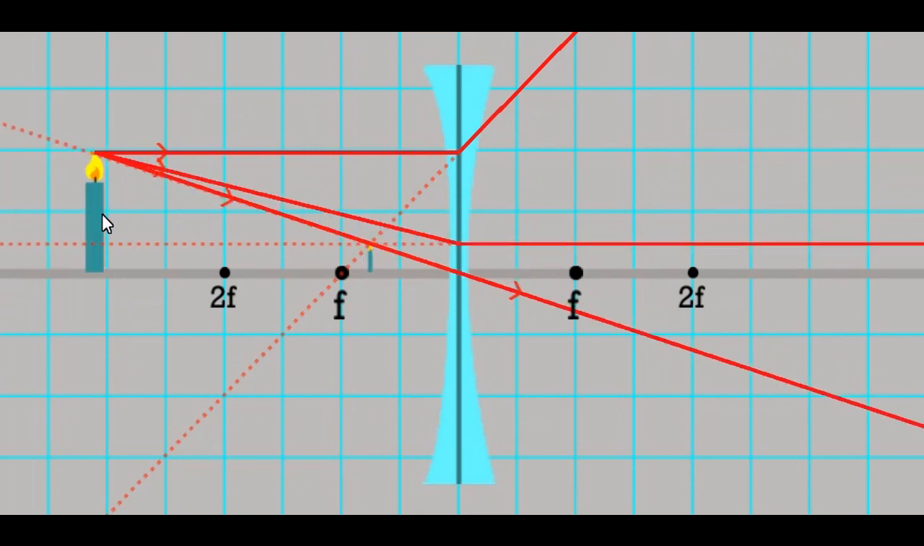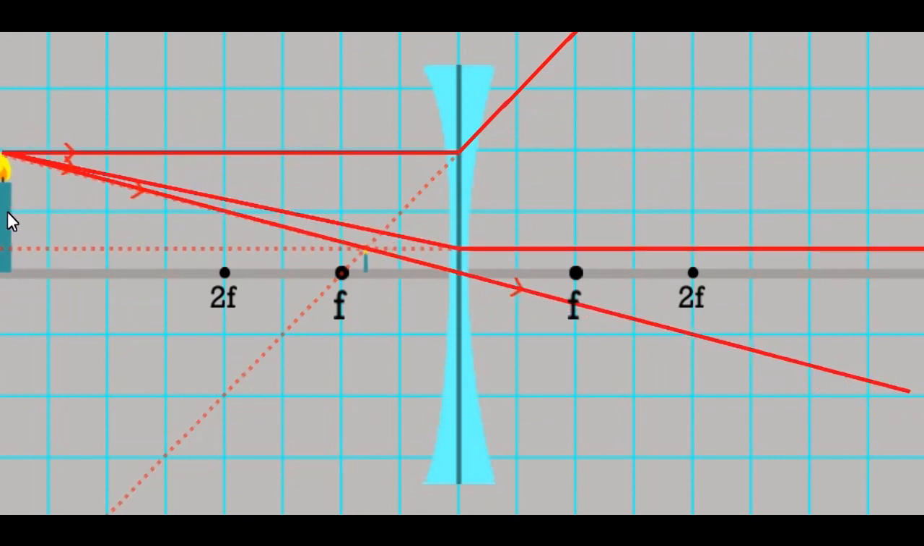The other case is if I keep this object at infinity in front of a concave lens, the image will be formed at the focus. As we know, whether in front of a mirror or in the case of lenses, if you keep the object at infinity, the image will be formed at the focus, and in this case the nature of the image formed is virtual, erect and extremely small.